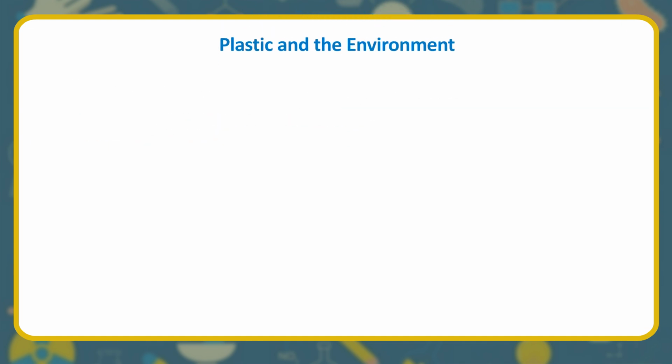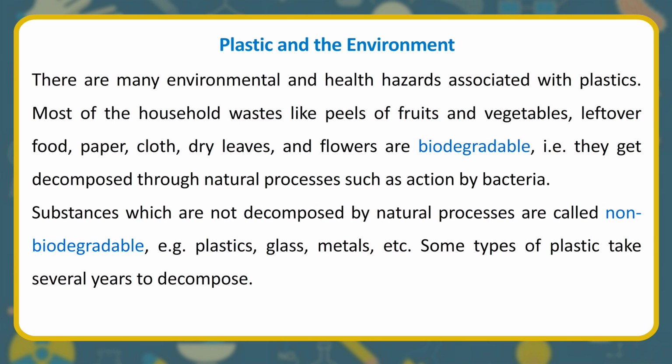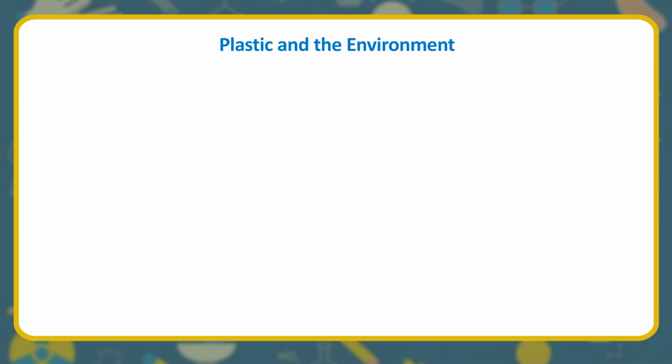Plastic and the environment. There are many environmental and health hazards associated with plastics. Most of the household wastes like peels of fruits and vegetables, leftover food, paper, cloth, dry leaves, and flowers are biodegradable, i.e. they get decomposed through natural processes such as action by bacteria. Substances which are not decomposed by natural processes are called non-biodegradable, for example plastics, glass, metals, etc. Some types of plastic take several years to decompose.